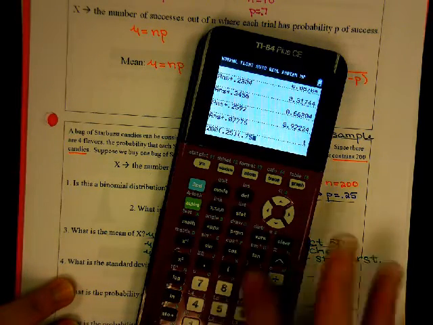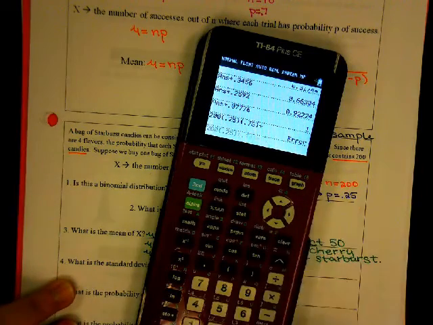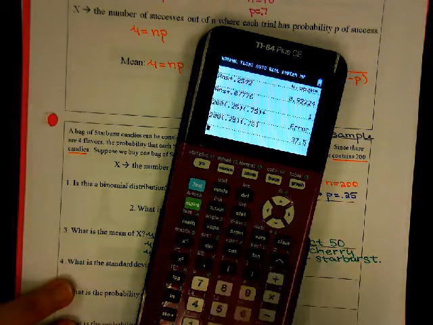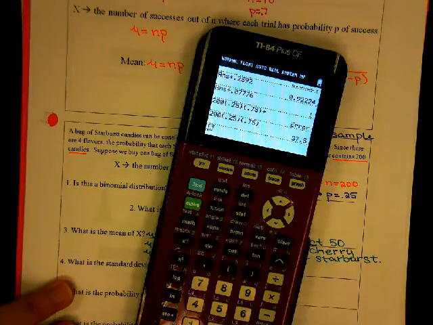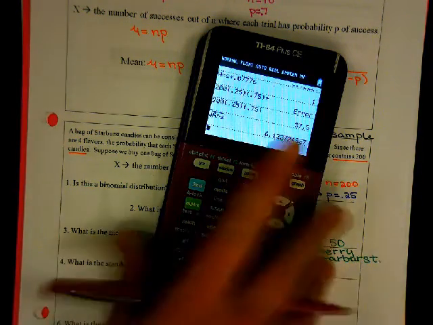And we get 37.5, so then we're going to square root that answer, and we get 6.124, if I round.